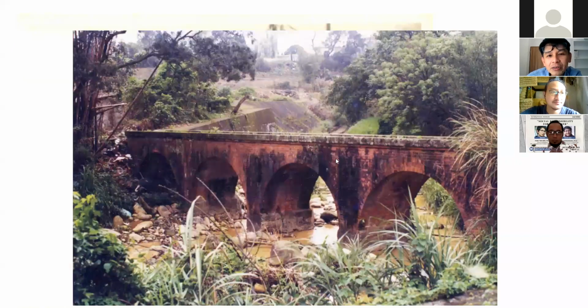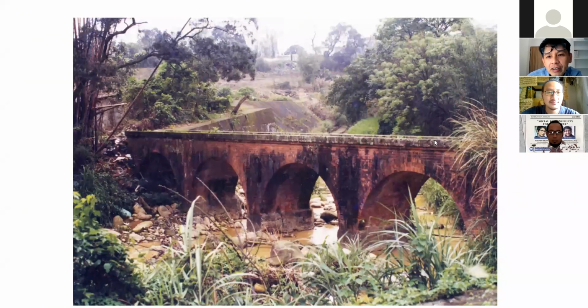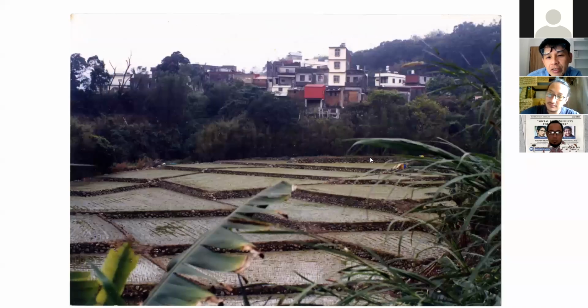There are still a lot of what are now called historical buildings, like a bridge, and this kind of rice field.